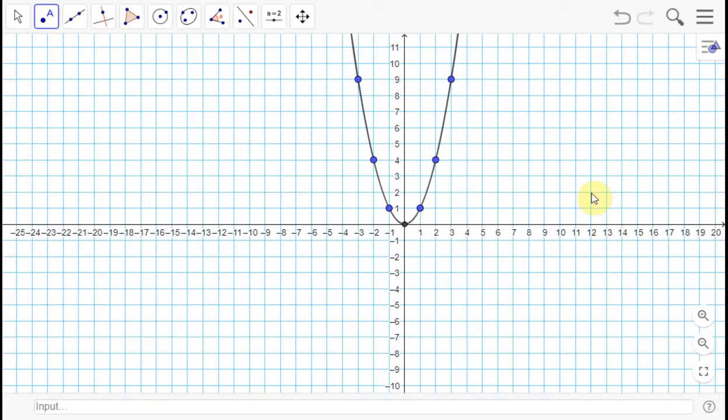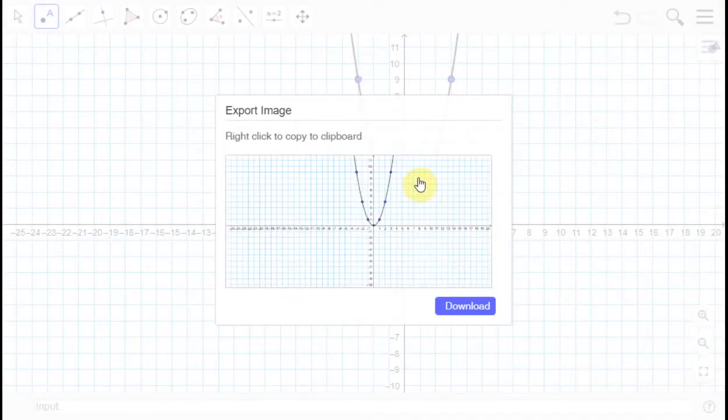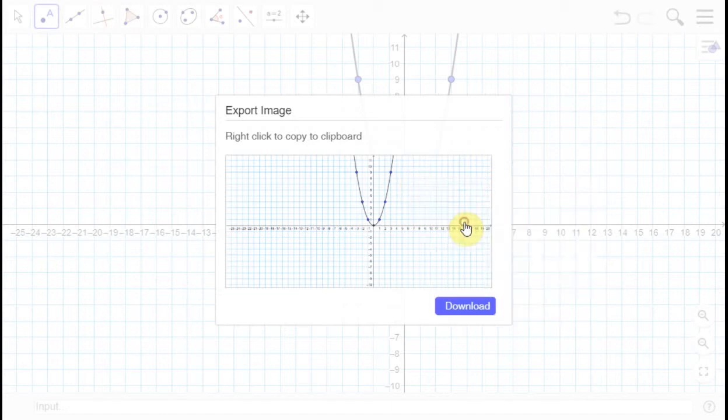Now we'll copy our graph so we can paste it in our worksheet. Once again, you click these 3 lines, click File, Export Image, right-click on the image and click Copy.